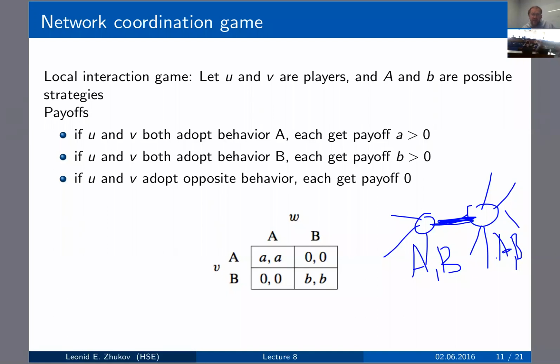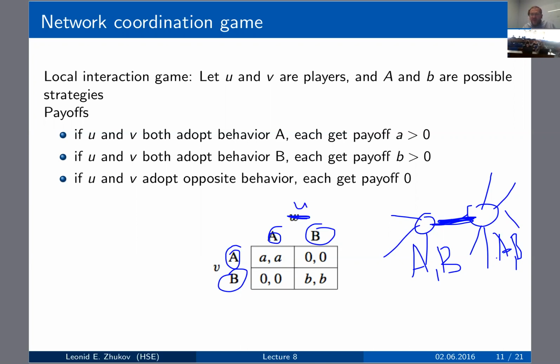So, very, very simple for now. Two agents, and strategies A and B, meaning the two agents are going for either Beeline or MTS. I'm sorry, in this picture I called the players U and V, and here it is V and W. So let's say U and V are players, and the strategies they're playing are A and B.